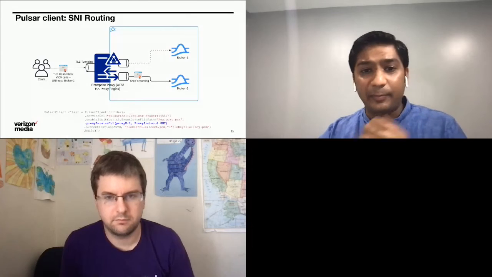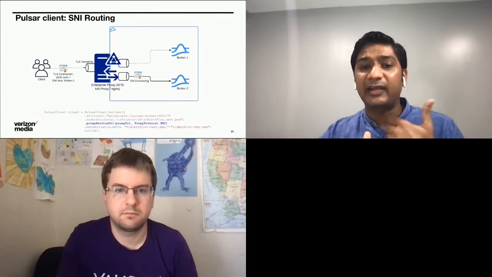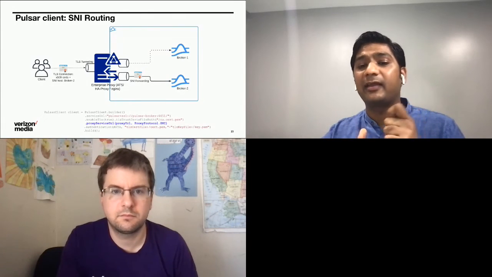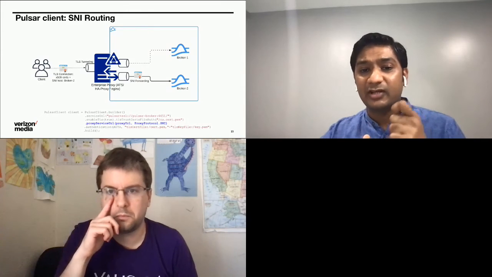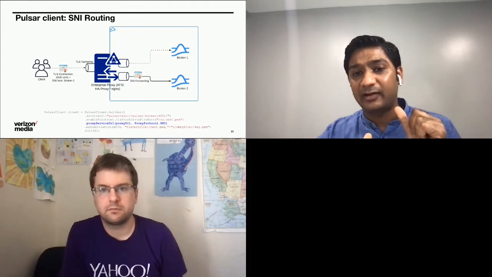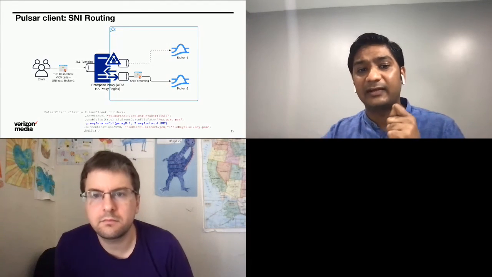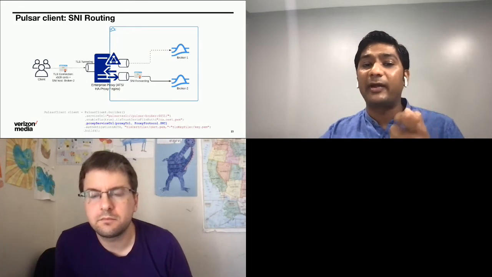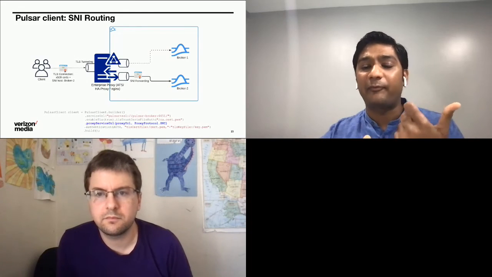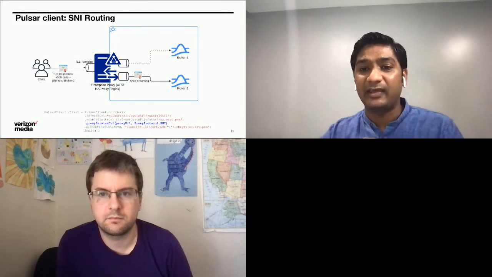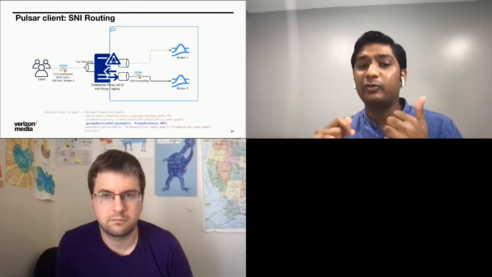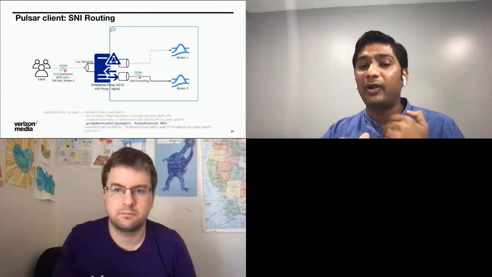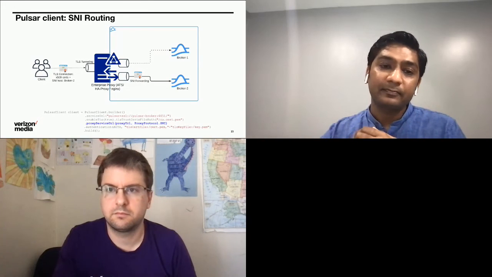Pulsar client library supports SNI proxy, and it can be simply used by configuring the SNI proxy URL of the proxy server. The below section of this slide shows how to configure SNI proxy at the client side. We need to provide the proxy server URL and the type of proxy, which is SNI in this case, along with all the TLS configuration parameters. We need to note here that SNI routing only works over TLS.